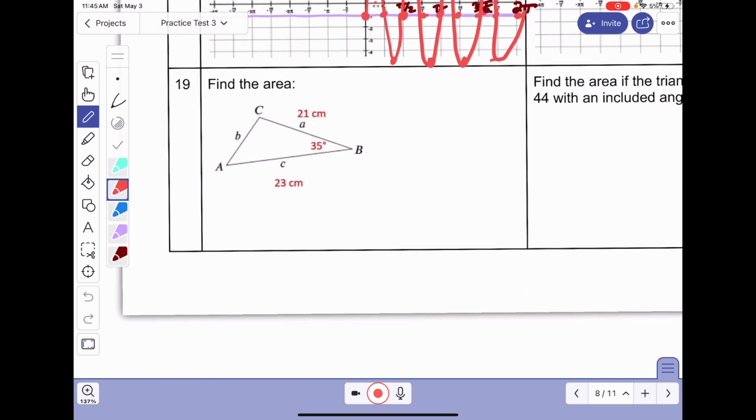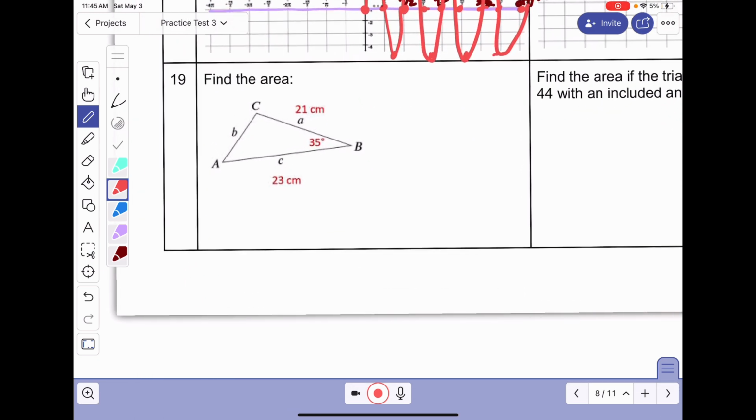All right, let's look at number 19. Find the area. So we don't have a right triangle, but we don't know all 3 sides. So we're going to use the sine area formula. So that's 1/2 times one side times the other side times the sine of the angle in between.